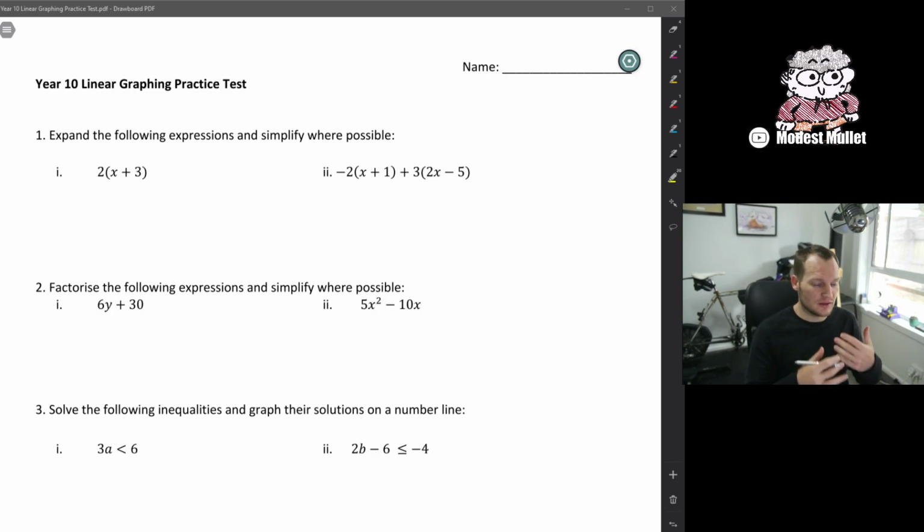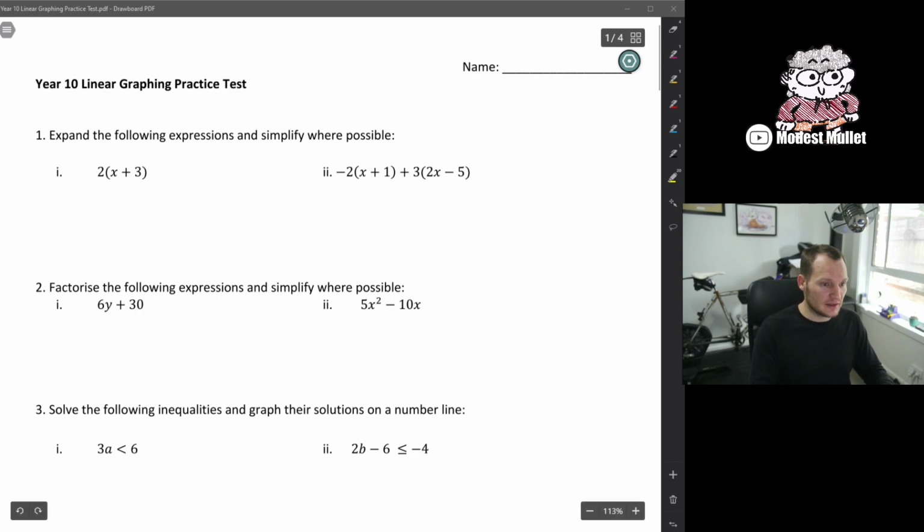If there's some steps you can skip because you're able to do some of these parts in your head, then that's completely fine. I just want to include every single step so that people can see how the answers are generated. Don't want to leave anyone behind. So let's get cracking. Question 1 is expand the following expressions and simplify where possible.